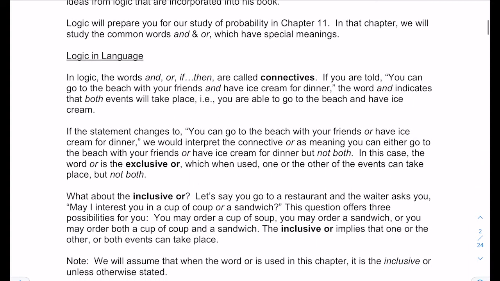When we say the word and in a sentence, that usually implies that both things need to happen in order for the event to take place. So, for instance, if I said that you can go to the beach with your friends and have ice cream for dinner, the word and indicates both events will take place. But if I change the word to or, we would interpret that connective as meaning you can go either to the beach with your friends or have ice cream for dinner, but not both.